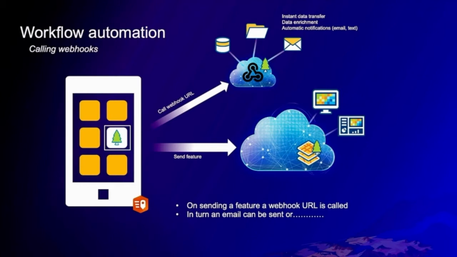When a webhook is called, something can happen. Either an email could be sent for each high priority incident that was submitted. Perhaps the submitted feature could be enriched with information from another layer, or even features and attachments could be copied to file storage.